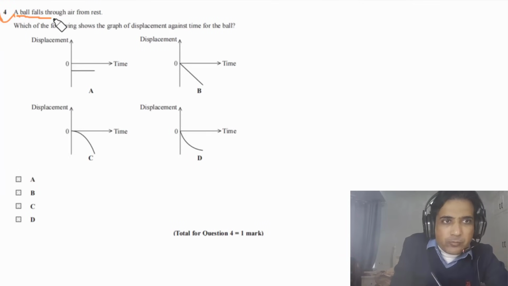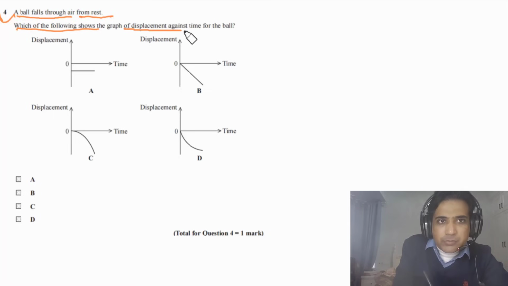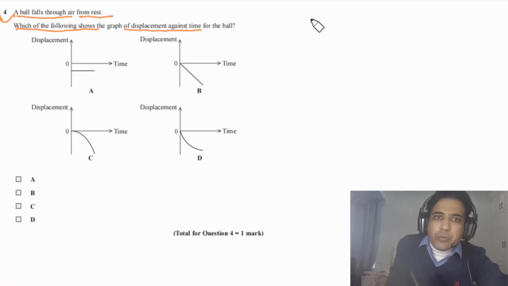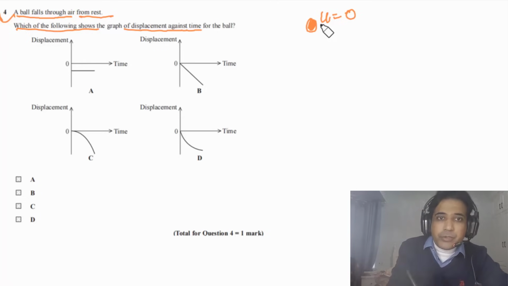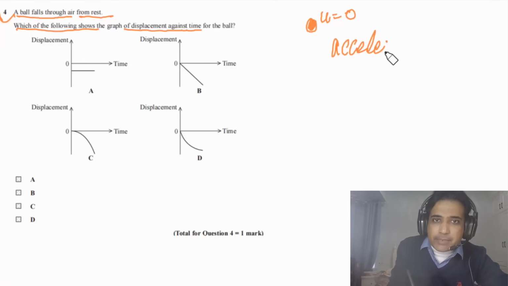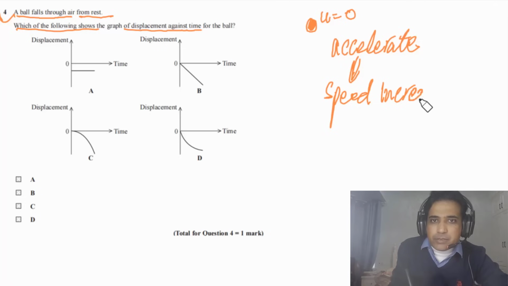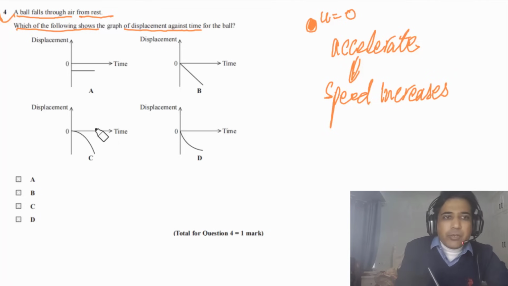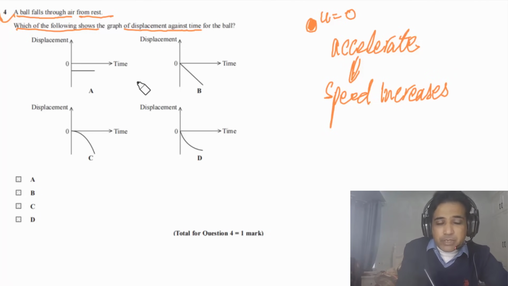Question 4 says a ball falls through air from rest. Which of the following shows the graph of displacement against time for the ball? For the ball we need to understand it started from rest, so the initial velocity of the ball is equal to 0. When we drop the ball, it will accelerate. As the ball accelerates, it simply means that the speed of the ball increases. Now if you look at the given options, we have displacement against time graphs.